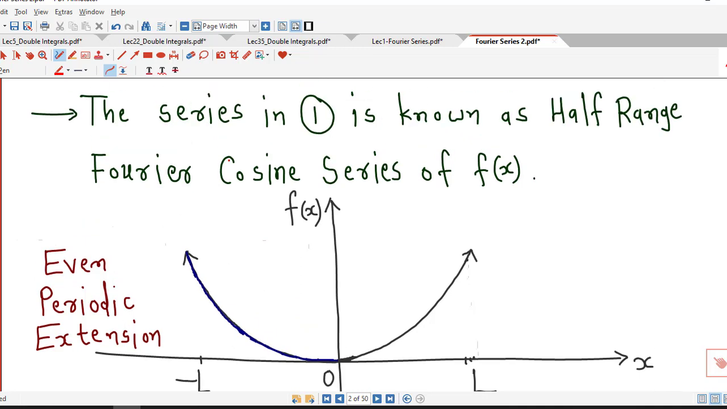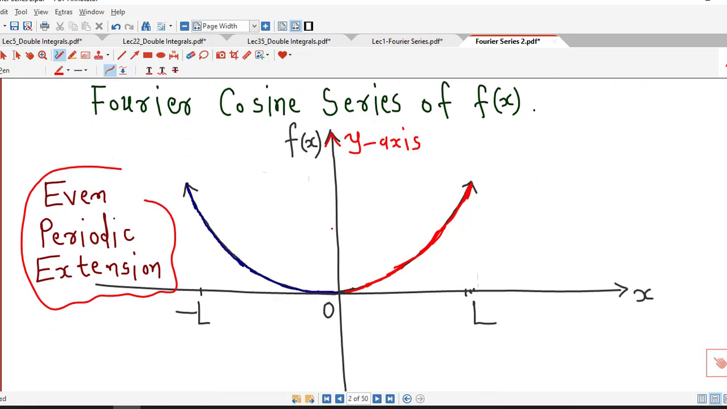Now here we have shown the extension of the function f(x). Our function was given in the interval 0 to L. We extend this function in such a way that its graph is symmetric about the y-axis, and we can see here that f(x) is an even function because its graph is symmetric about the y-axis. So this is the even periodic extension of the function f(x), which was given on the closed interval 0 to L. Because this is an even function, its Fourier series will contain only cosine terms.